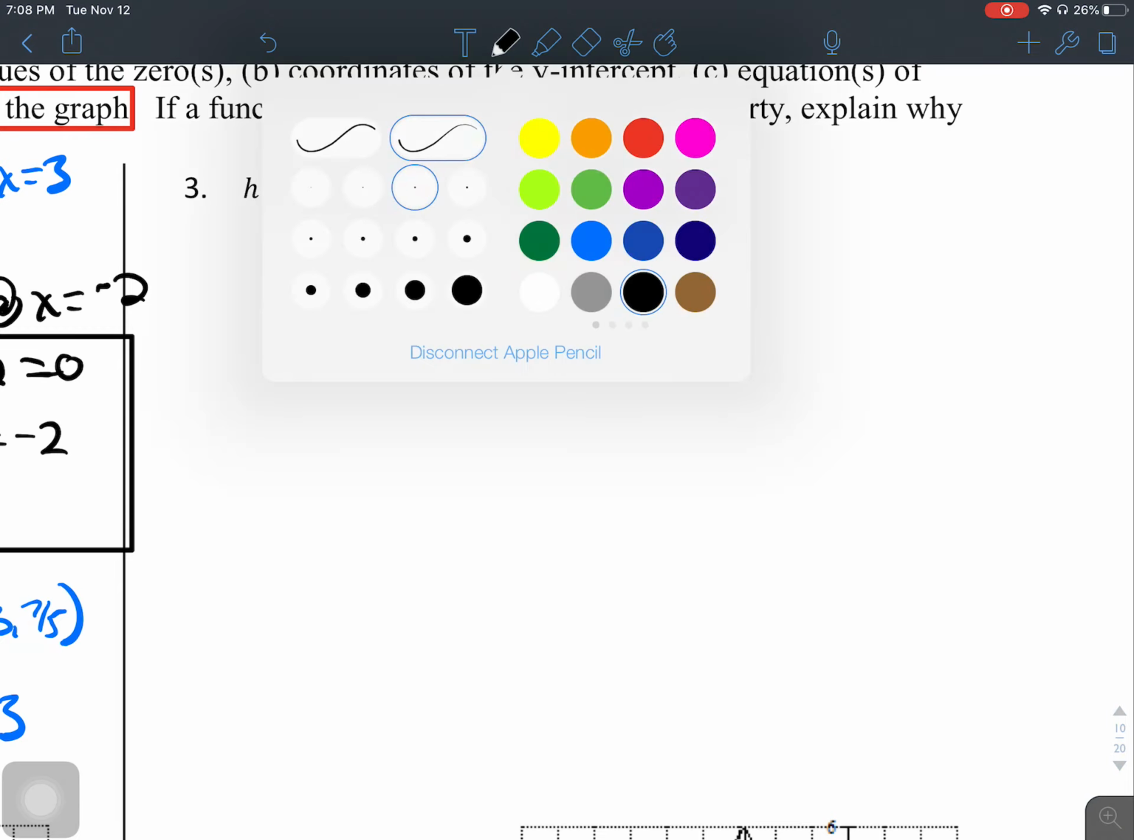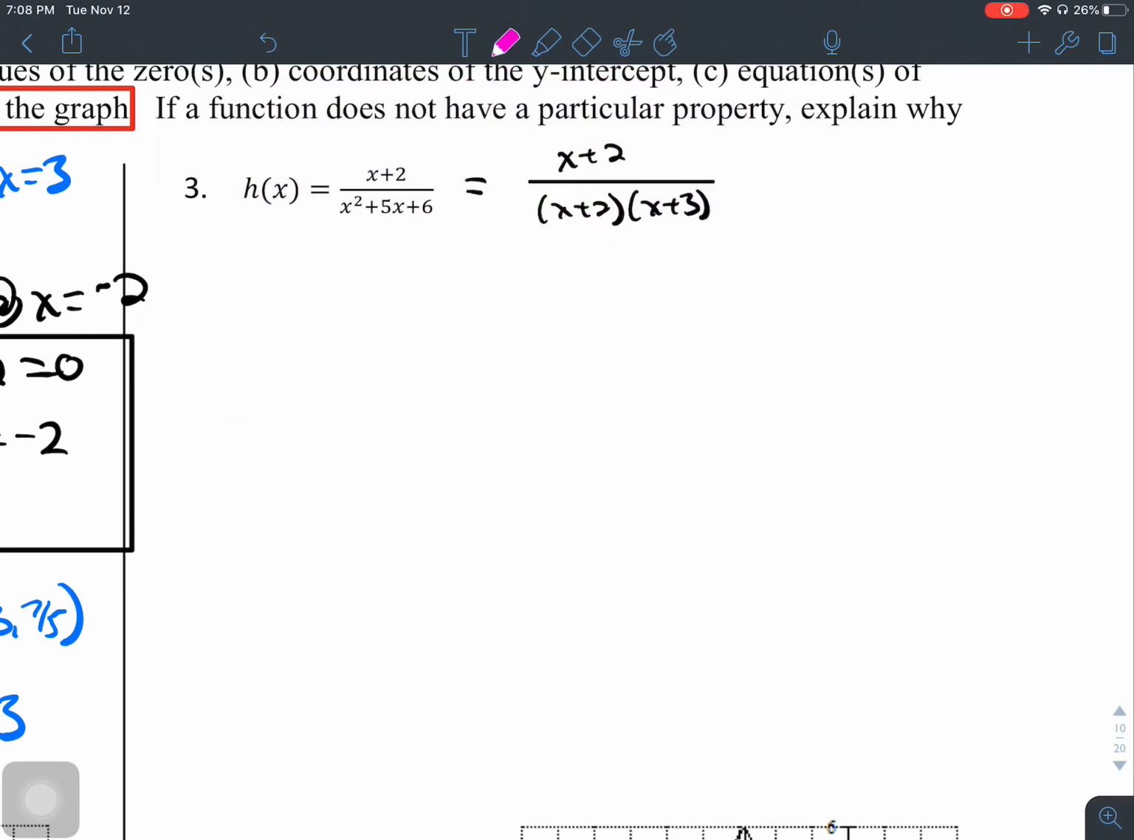So what do we know? We know this is going to have a y-intercept at 2 over 6, which is 1/3. We know this is going to have a hole at x equals negative 2, because those are canceling factors. There's no factor left on the top, so there is no 0 for this. And this has a vertical asymptote at x equals negative 3. That's a non-canceling factor in the denominator.